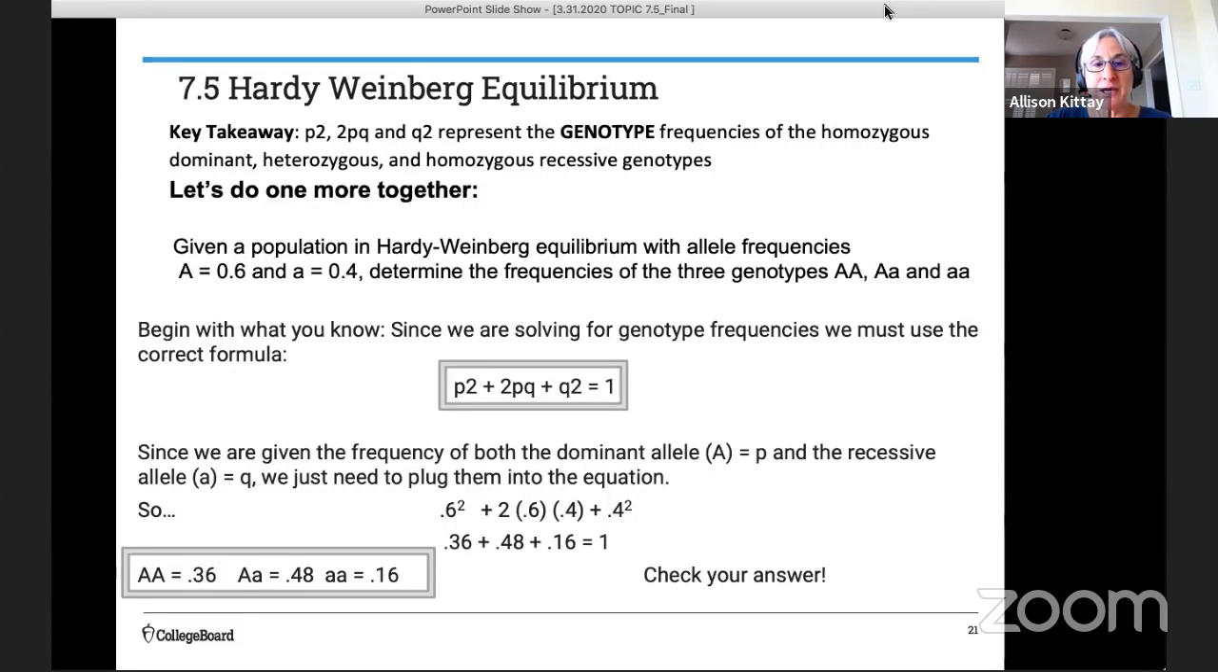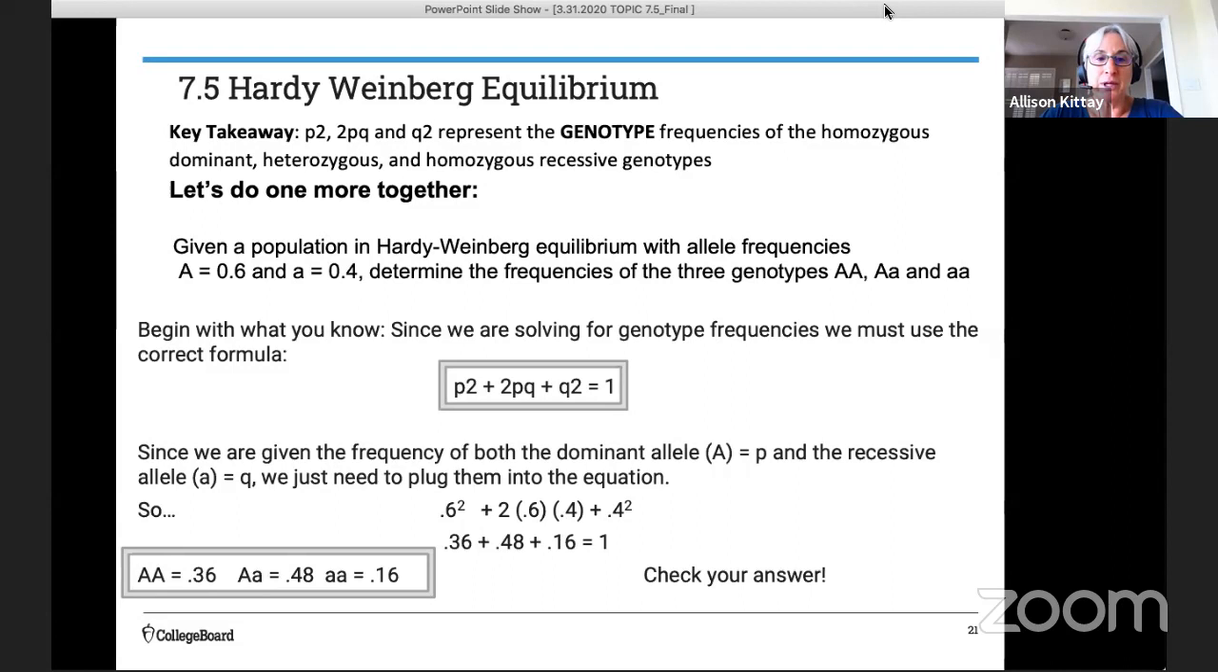So let's do the same thing, but this time let's look at genotype frequencies. Your key takeaway is that P squared, 2PQ, and Q squared represent the genotype frequencies of the homozygous dominant, heterozygous, and homozygous recessive genotypes. So let's do one more together. In a given Hardy-Weinberg equilibrium with allele frequencies where the dominant allele capital A is 0.6 and the recessive allele lowercase a is 0.4, determine the frequencies of the 3 genotypes.